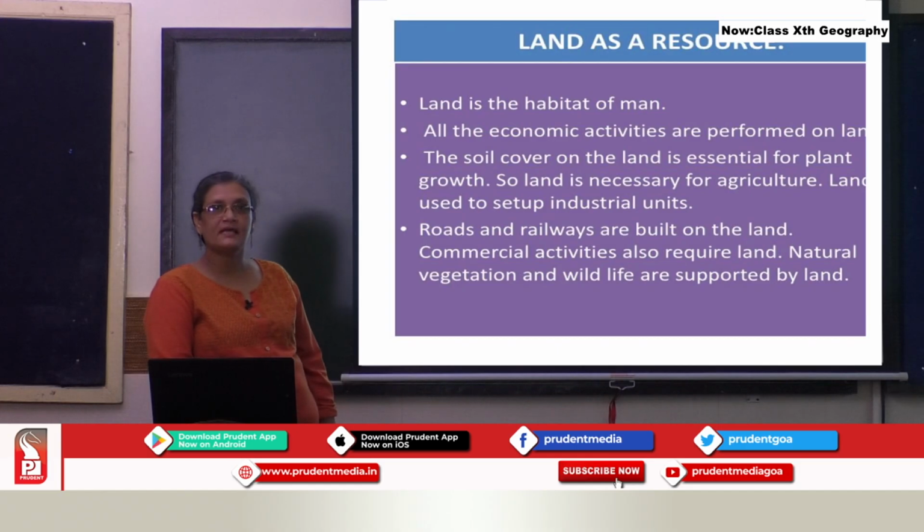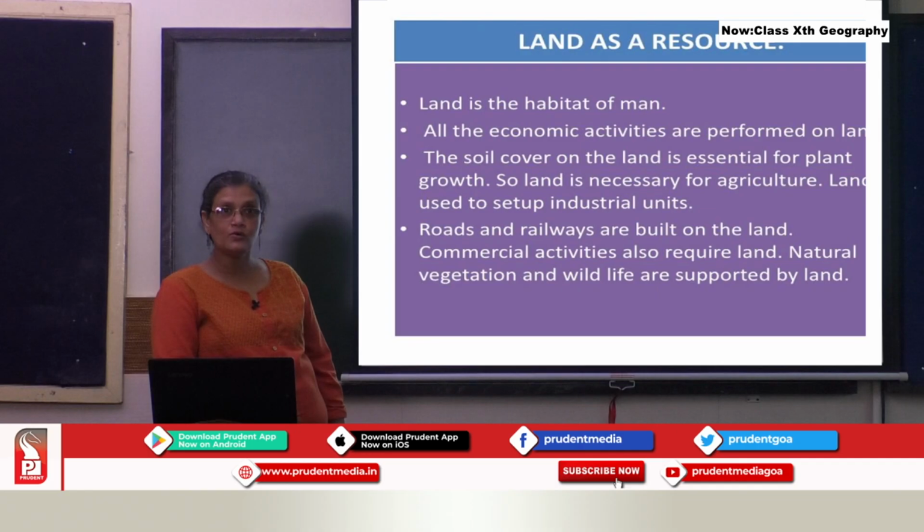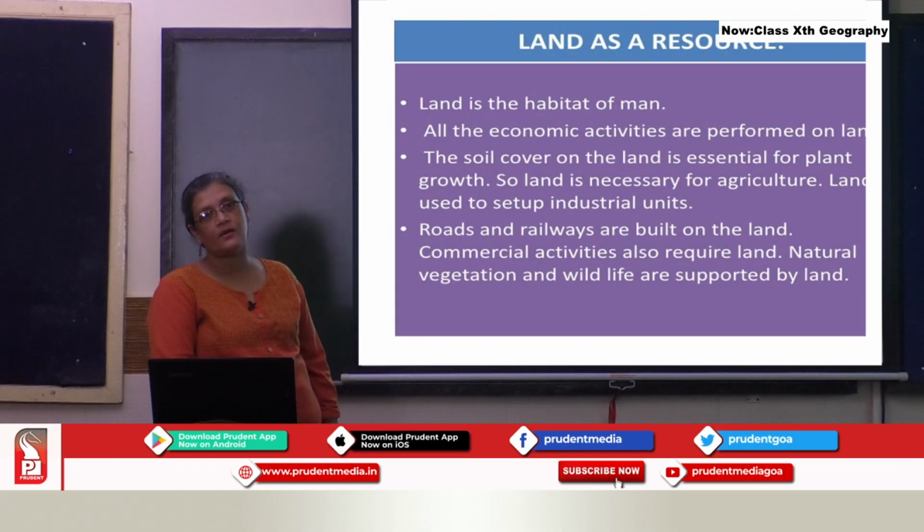Land is used to set up industrial units. Roadways, railways, houses are built on land. Commercial activities also require land. Natural vegetation and wildlife are all supported by land. So, land is a very important resource.